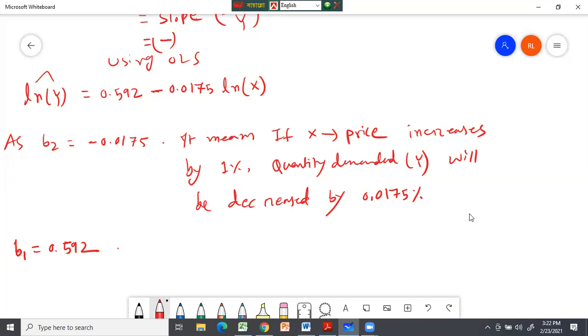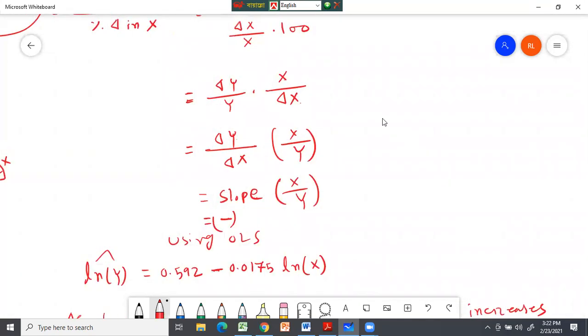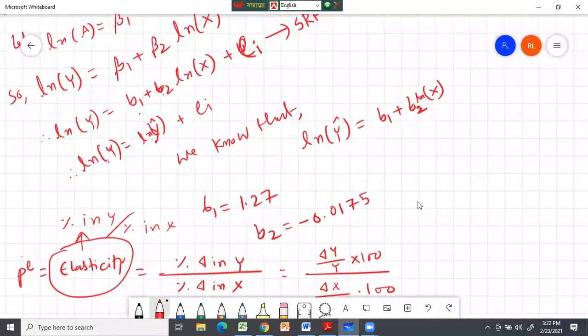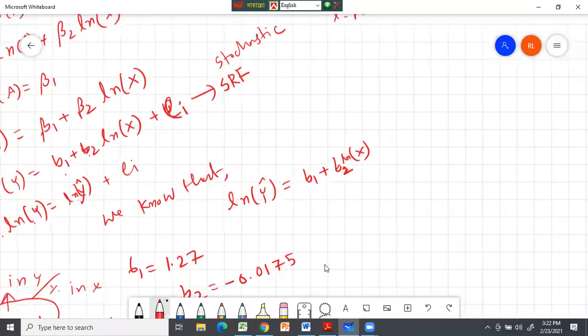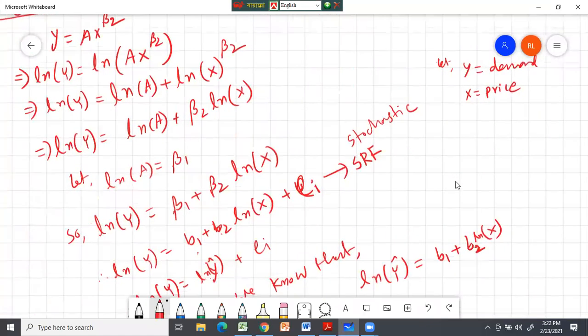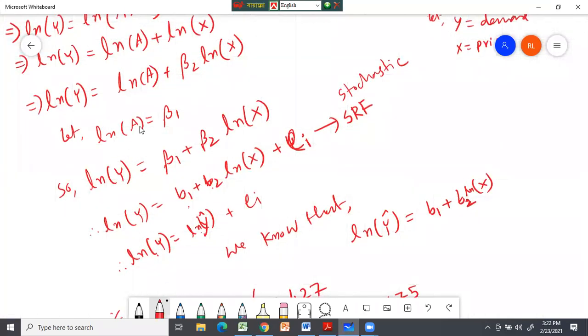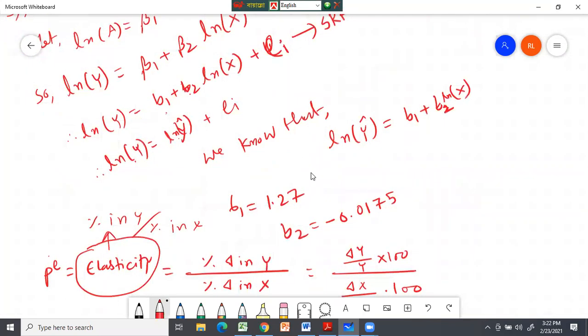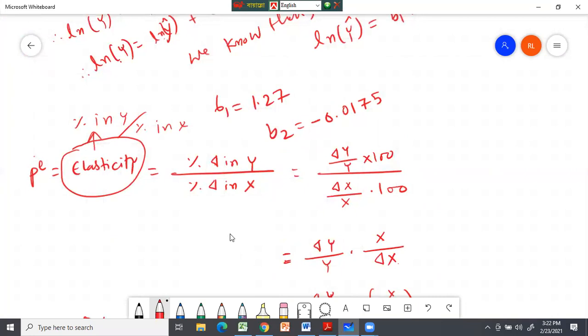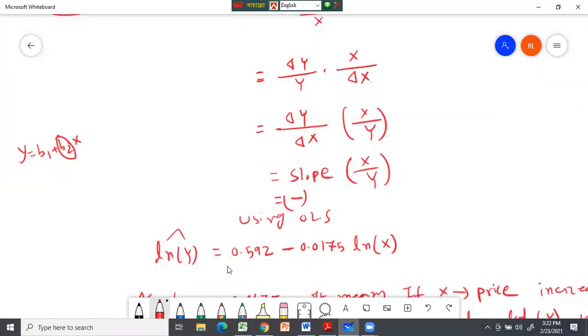And this is also in the form of a percentage, because you have assumed that ln A equals B1. So ln, the log, actually incorporates the issue of percentage. The percentage issue has been assumed to be beta 1, and we are measuring B1 on the basis of the sample. So the explanation should be in terms of the percentage form.